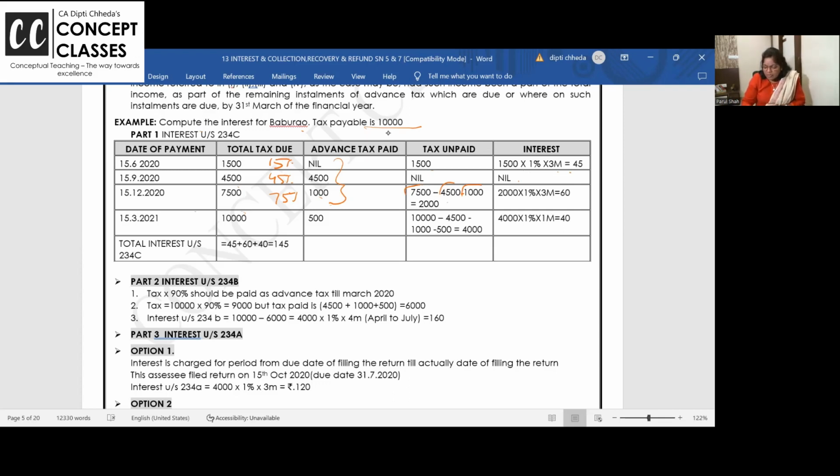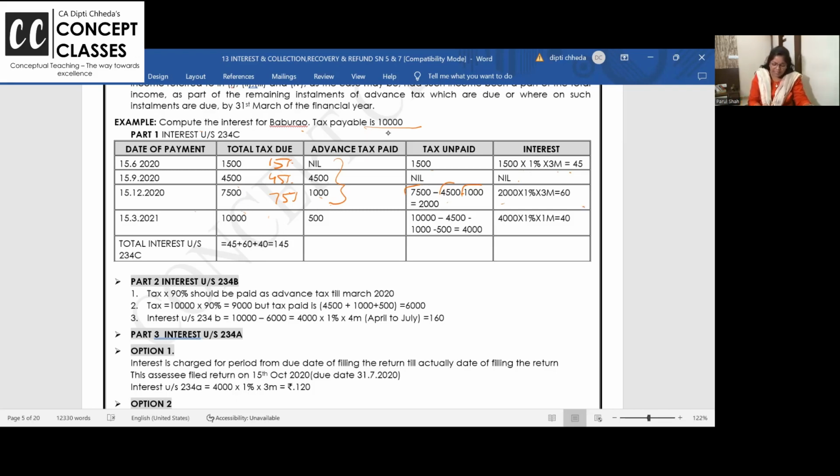So whatever is the shortfall, 2,000, on that interest is charged at the rate of 1%. That too for 3 months, September to December. Clear or not? September to December, 3 months. Check. Why on 2,000? 75% you had to pay. I can't charge the interest on 75%. At least something you have paid, no? So on remaining 2,000, it will be 1% for 3 months.